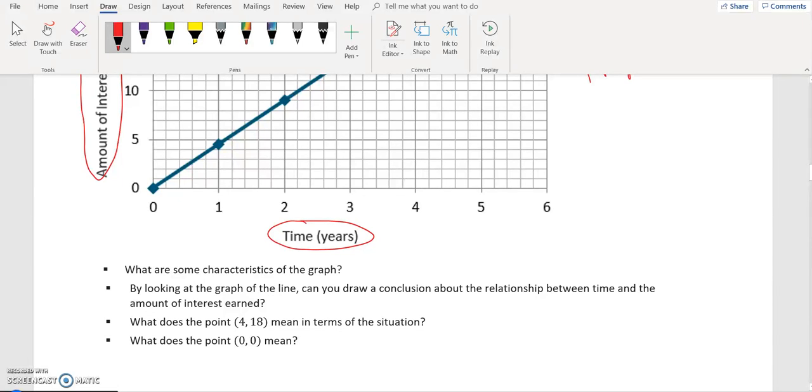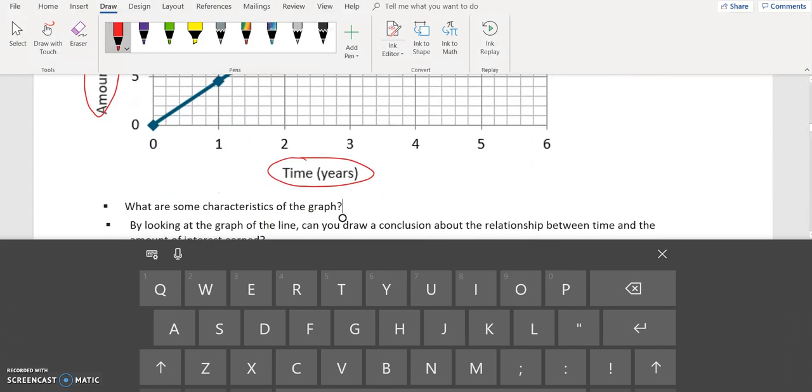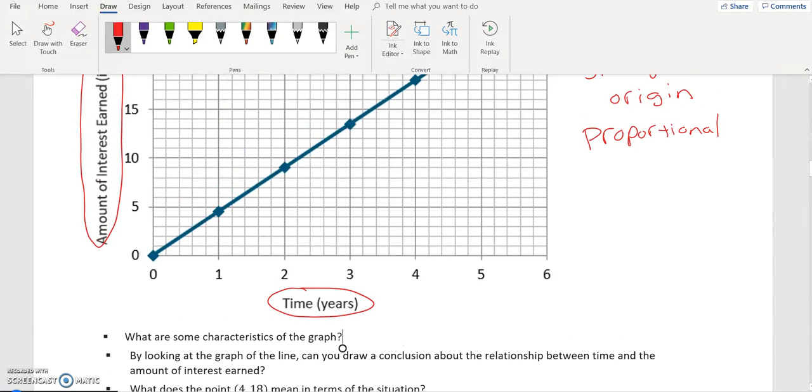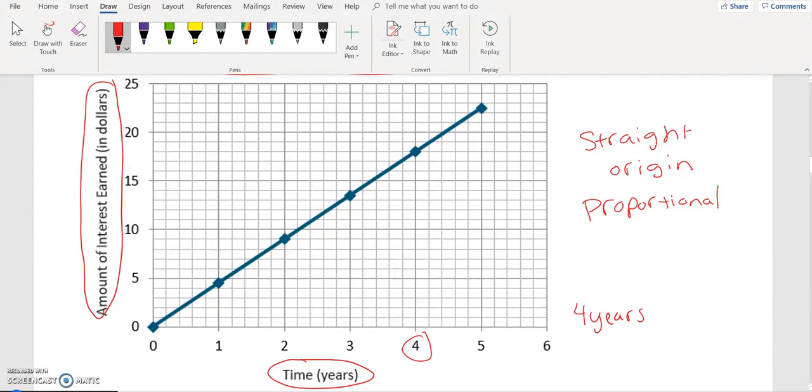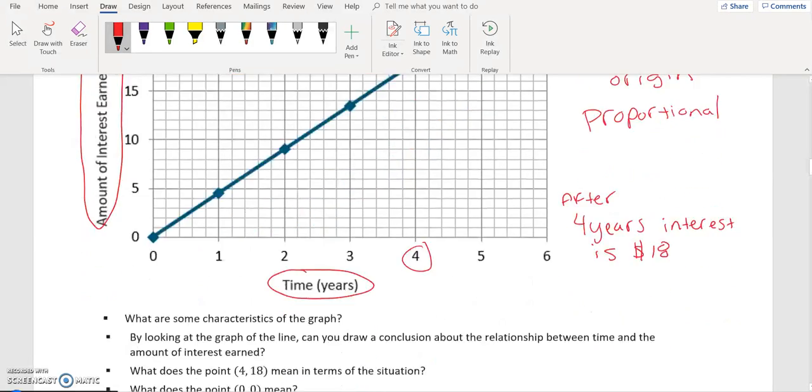What does the point 4, 18 mean in the terms of the situation? Okay, so 4 is our x, and our x is talking about the years. So 4 years, and then we go up, and we go to 18. Here's that 18. That's the point. And 18 is talking about the amount of interest. So after 4 years, the interest is $18. That's how much he would earn after 4 years.